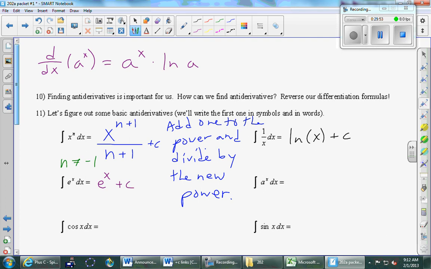Well, we're undoing that. The opposite of copying a to the x is copying a to the x. What's the opposite of multiplying by ln of a? Dividing by ln of a. So that's what goes over here: a to the x divided by ln of a.